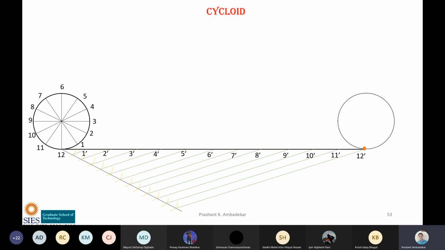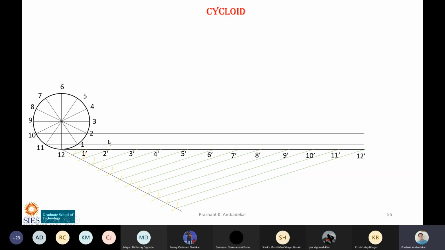Okay. Next, what will we do? Now we can see the movement of the point, but then it has to be drawn on the graph. It has to be drawn on the paper with the help of a curve. So in order to draw that, what will we do? We will draw horizontal lines like this. Now a line which is starting from 11 should intersect 1. Line which is starting from 10 should intersect 2.